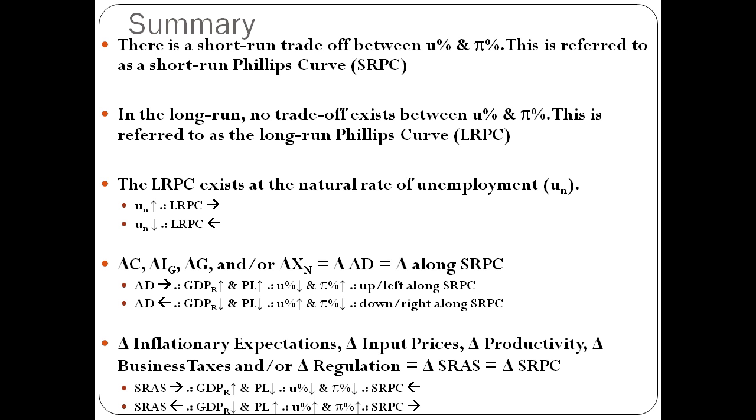If short run aggregate supply shifts to the left, that implies that real GDP falls, price level goes up, which implies that the unemployment rate goes up, inflation rate goes up, which implies the short run Phillips curve shifted to the right, the opposite way once again of short run aggregate supply.